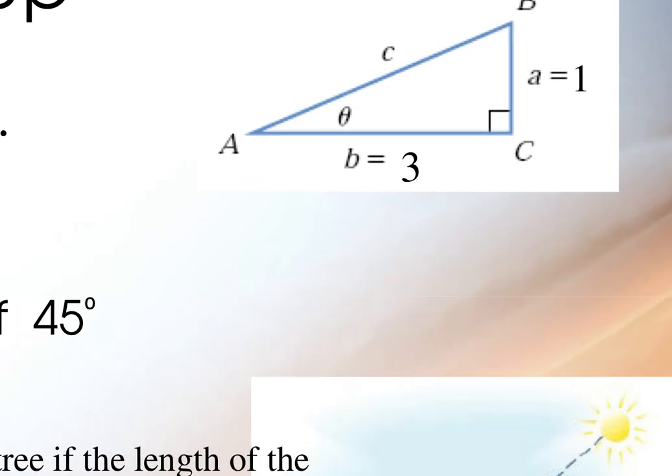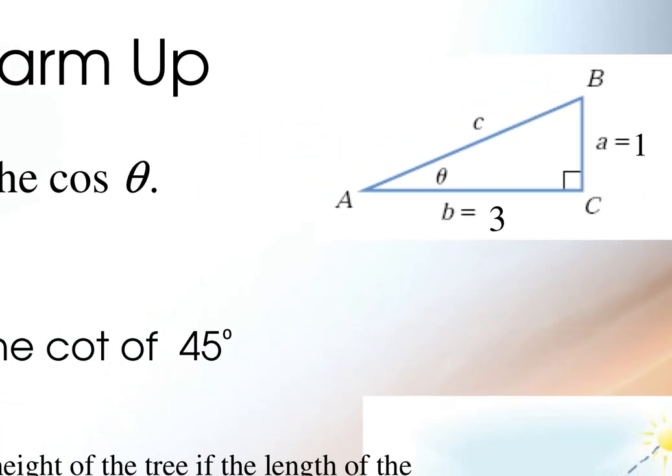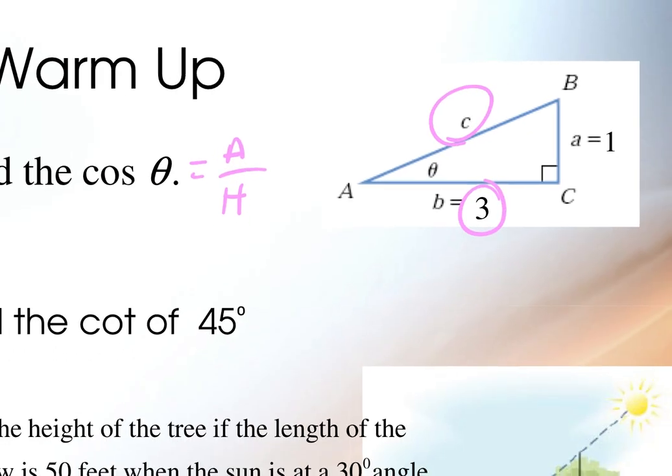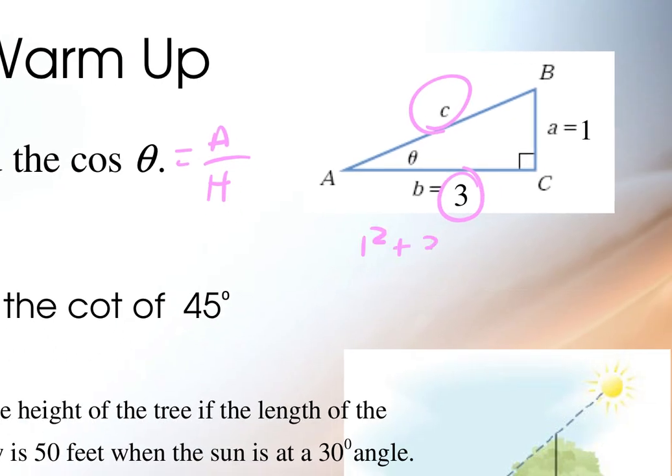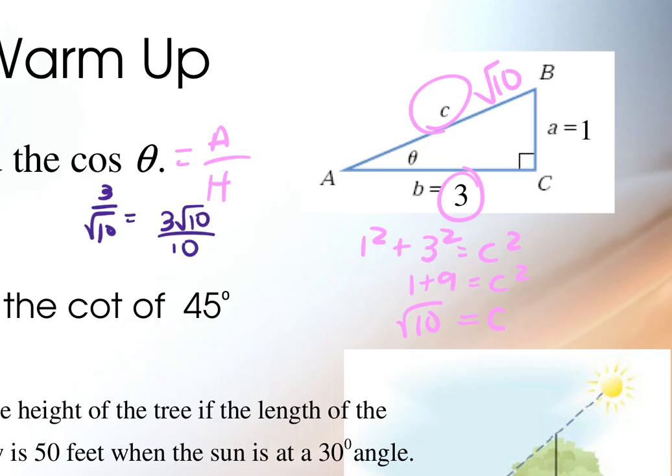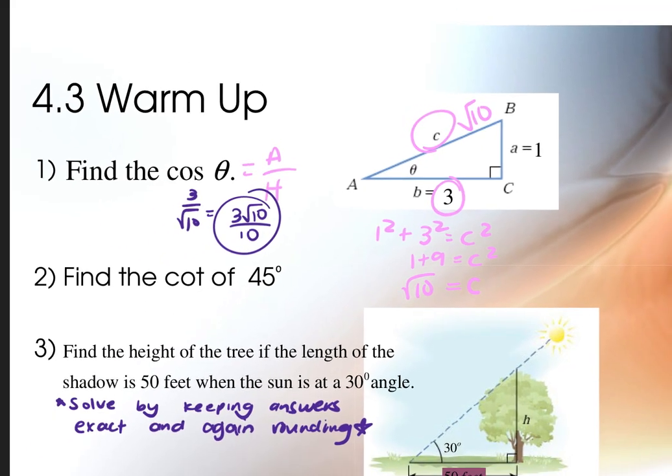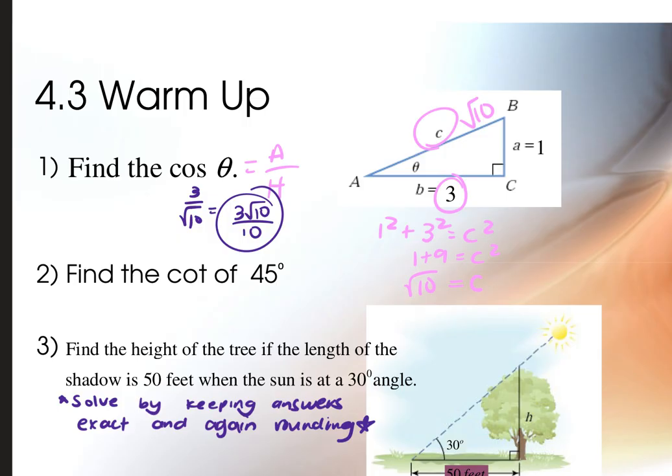So with number one, I've got to find cosine, which is adjacent over hypotenuse. I have the adjacent, but I need the hypotenuse, so I'm going to find it using the Pythagorean theorem. 1 squared plus 3 squared equals c squared. 1 plus 9 equals c squared, and c equals the square root of 10. Then adjacent over hypotenuse is 3 over root 10, and we always rationalize, so it would be 3 root 10 over 10. Questions on that one?